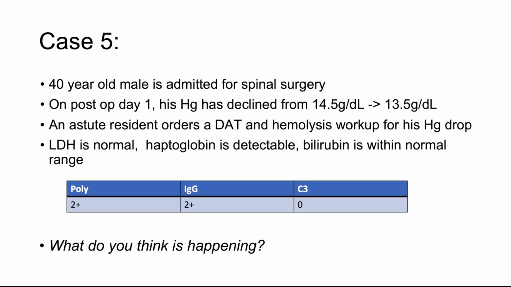And now let's move on to case number 5. So here we have a 50-year-old male who's coming in for surgery. Hemoglobin on post-op day declined by 1. Resident orders DAT and hemolysis workup for this drop, but the LDH is normal, hapto is normal, and bili is normal. So what do you think is happening in this case?